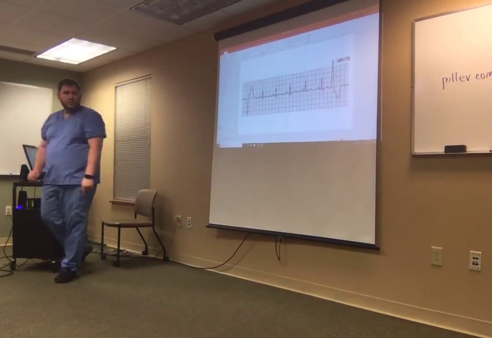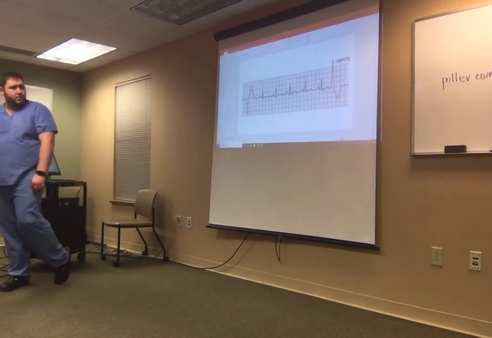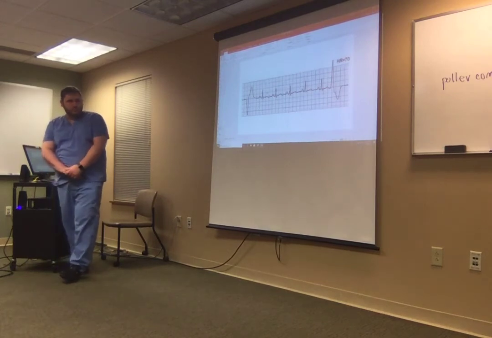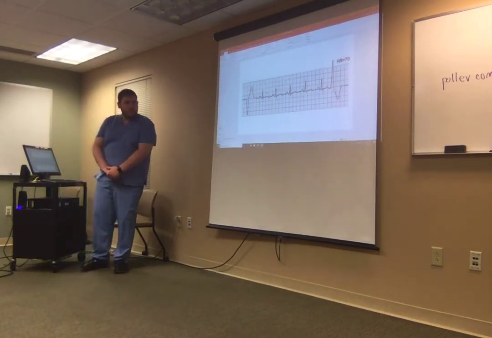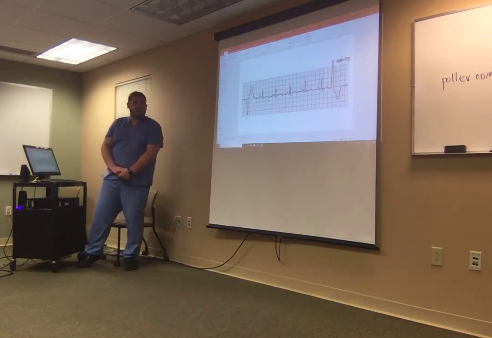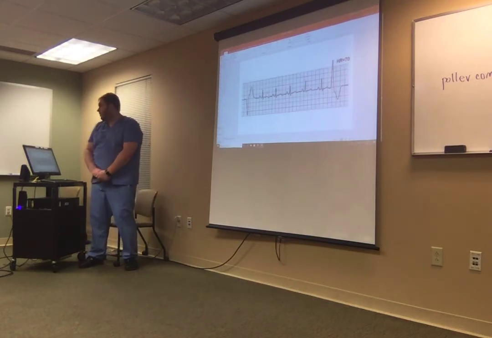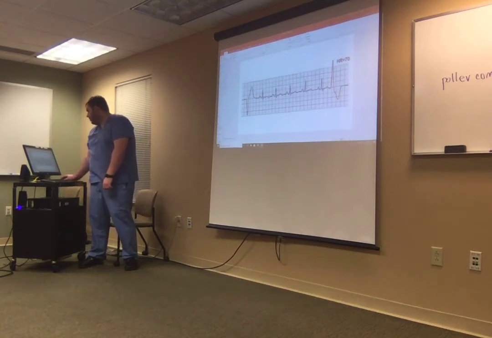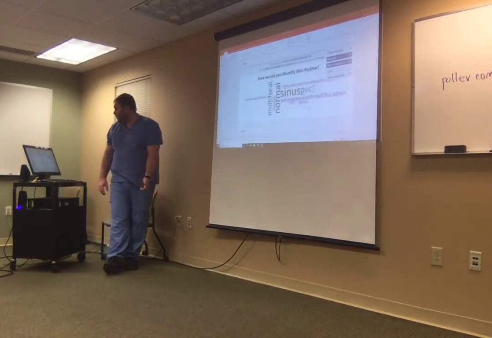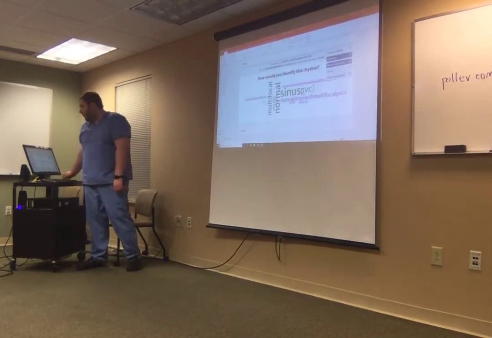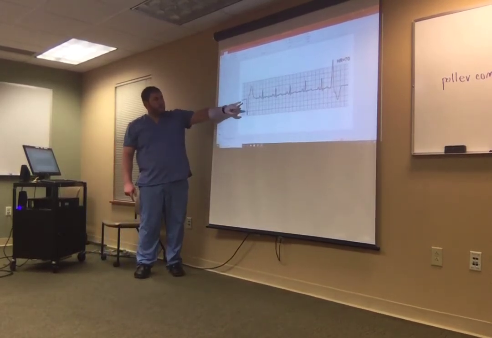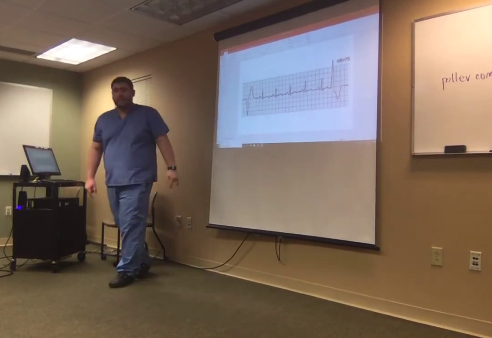All right, and what about this one? Think about the underlying rhythm in relation to the extra beats and what you would call that. So good. Normal sinus with multifocal PVCs. So we know that it's normal sinus because the rate is 70, right? And then we have two different looking PVCs. So that's how we know that they're multifocal.